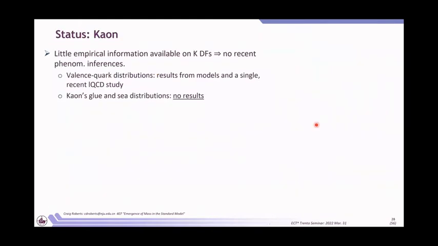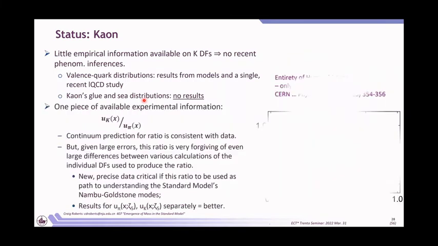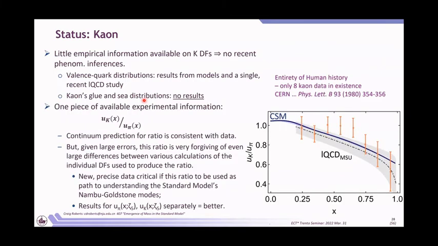Regarding the kaon, there's very little empirical information. We have valence quark distributions, results from models, and a single recent lattice study. And so far as the gluon and sea distributions are concerned, there were no results until recently. But in the meantime, looking at the valence part, this is the continuum result, the purple band, and the lattice result from MSU. Again, for this ratio of the u quark in the kaon to the u quark in the pion, there is good agreement.